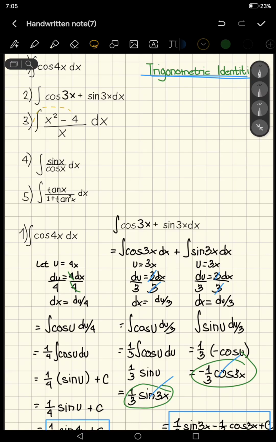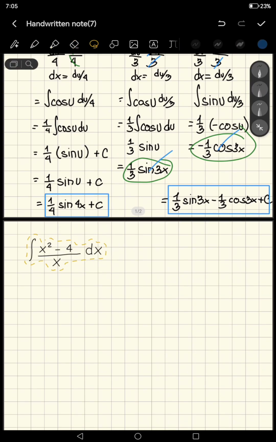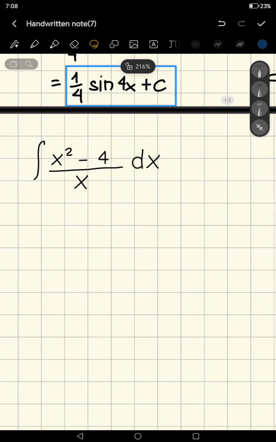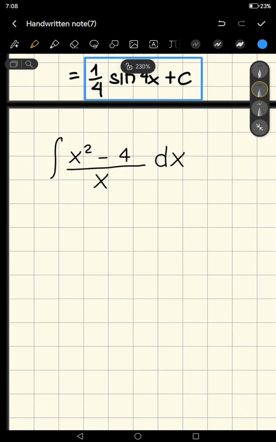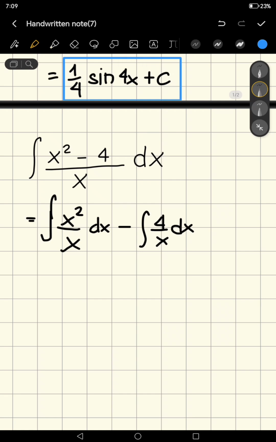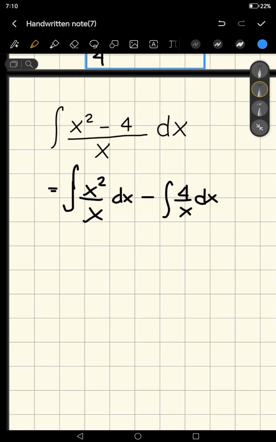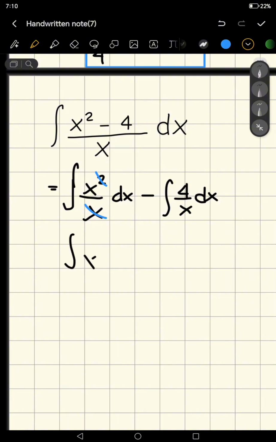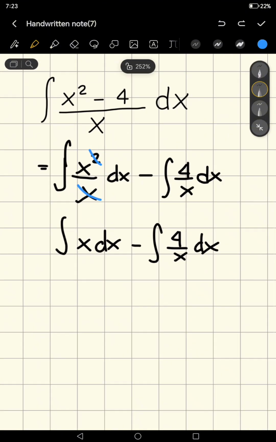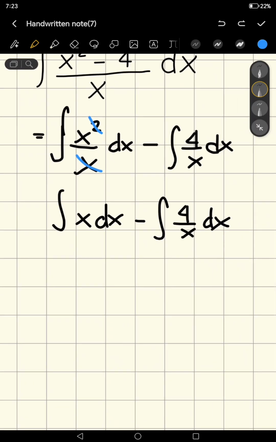Okay, next number 3. Mas madali to guys. Sum rule and logarithmic lang to. Copy lang muna natin. The integral of x squared minus 4 all over x times dx. Sum rule. This will become the integral of x squared over x times dx minus the integral of 4 over x times dx. Okay, so cancel the denominator x and x at the numerator. So it will become only the integral of x dx minus the integral of 4 over x dx.